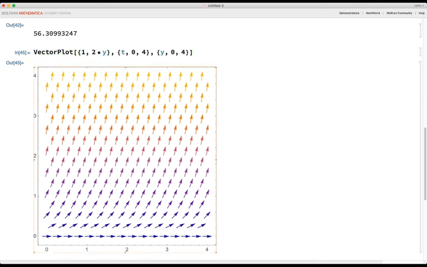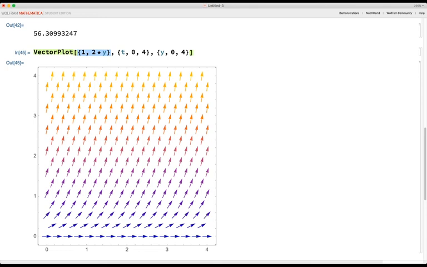At any point here, basically what Mathematica has done is divide up my window into a bunch of points. Let's take these orange points in the middle of the screen. The t coordinates are whatever, and the y coordinates are about 3. Mathematica takes t equals whatever and y equals 3 and plugs them in. Because there's no t in the expression I've highlighted, it doesn't matter what the value of t is. It only matters what the value of y is.